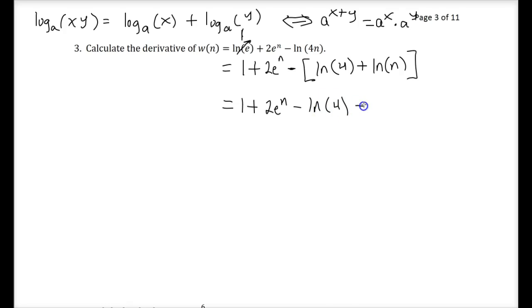So I distribute and I have that as a result. Now this is what w of n actually is, in a little bit simpler form.